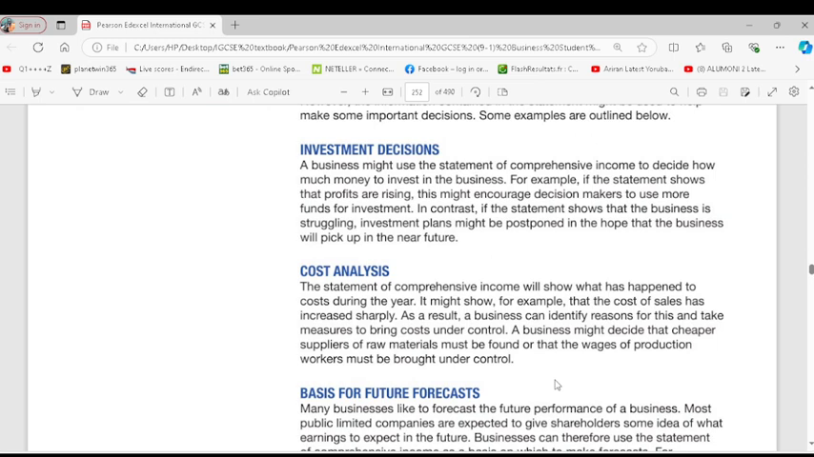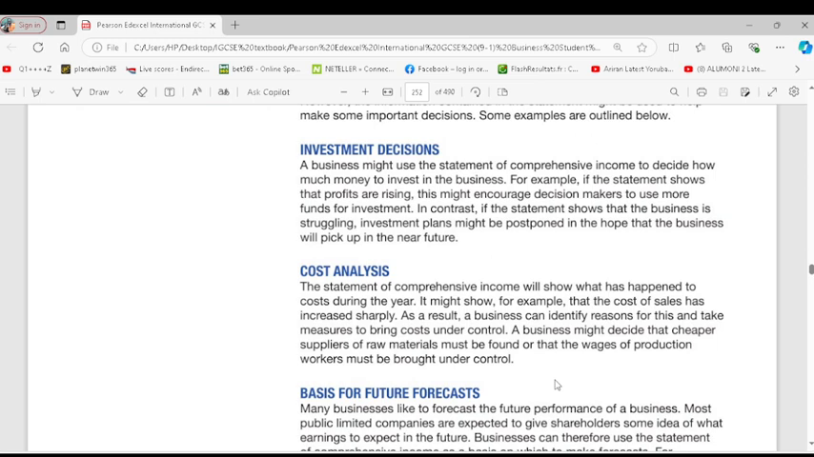Cost analysis. The statement of comprehensive income will show what has happened to cost during the year. It might show, for example, that the cost of sales has increased sharply. A business can identify reasons for this and take measures to bring costs under control. A business might decide that cheaper suppliers of raw materials must be found, or that wages of production workers must be brought under control. Another reason why, I'm going to explain anyway.